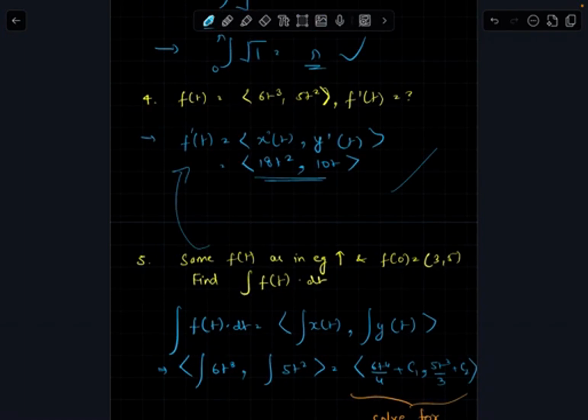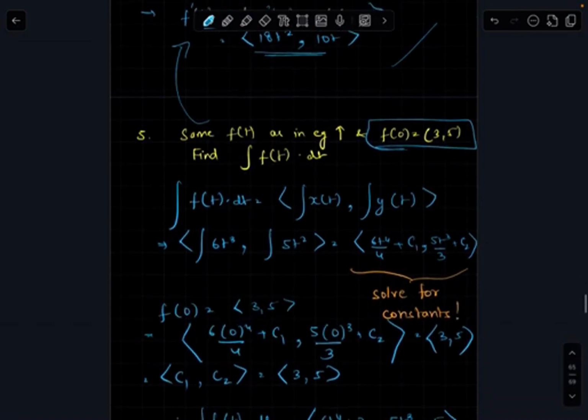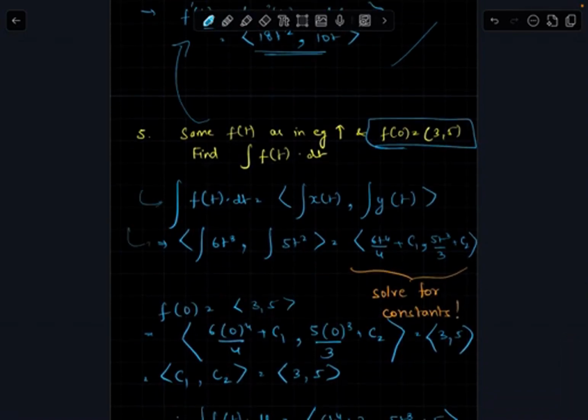And if you're wondering why we are given the information that f of 0 is equal to 3 comma 5, it's to find the constant when you integrate it, because you're going to get different constants c1 and c2 when you integrate x of t and y of t. Right. So you integrate it as normally and you get 6t to the power 4 by 4 plus c1. That's your first constant. And 5t cubed by 3 plus c2.